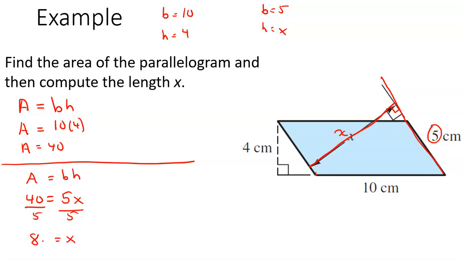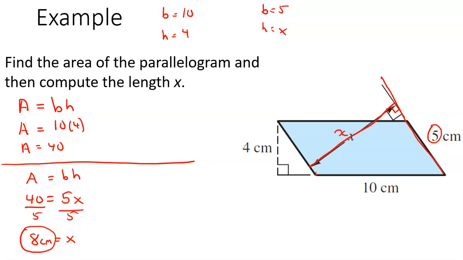I'm measuring all this in centimeters. It's a very small parallelogram, so it must be 8 centimeters. That's my missing length. Okay, so what did I do? I flipped the area around. I did it once based on the numbers that I knew. Then I used that area to go and fill in the blank for those numbers that I did not know.